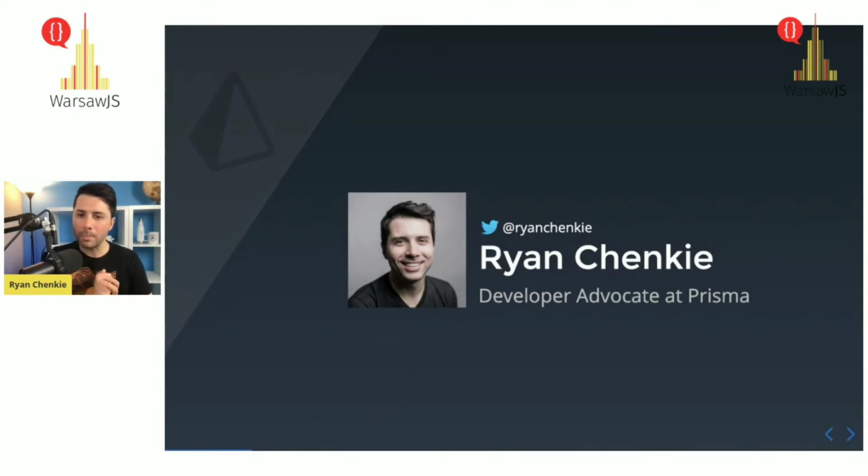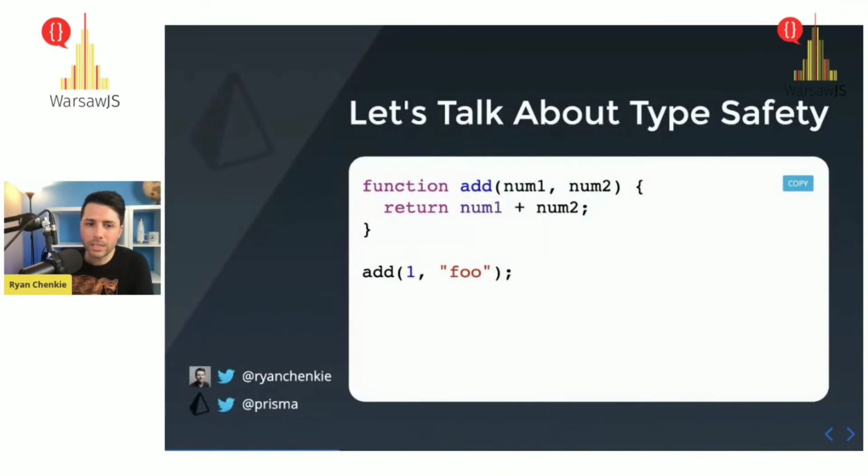So a little bit about me. I work at Prisma. I'm a developer advocate there. My Twitter is @ryanchenkie on Twitter. I do a lot of content, a lot of videos, a lot of talks about TypeScript, like I'm doing today, and about databases, because at Prisma we are all about databases and making it easier for developers to work with all sorts of databases.